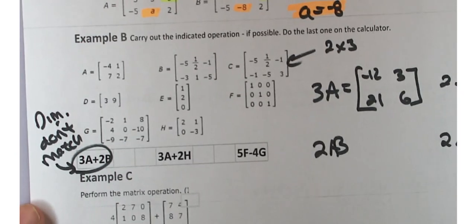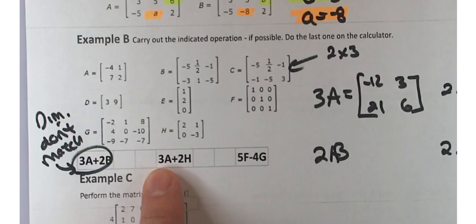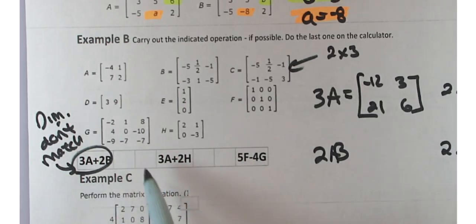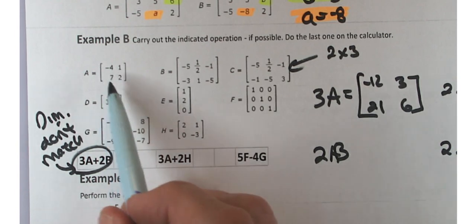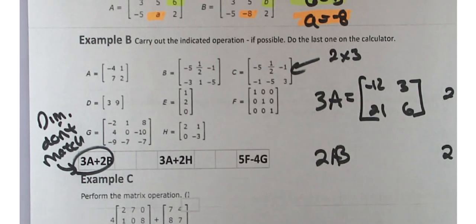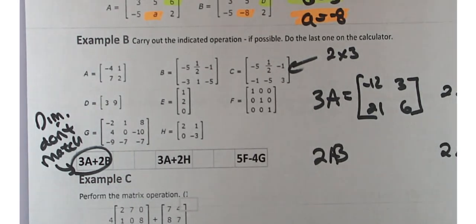Okay. How about 3 times A plus 2 times H? Well, before we start putting these into our calculator, do you think we'll be able to do this? Will we be able to do 3 times A plus 2 times H? Yeah. The dimensions are going to match there. You're going to have 2 by 2 matrices.